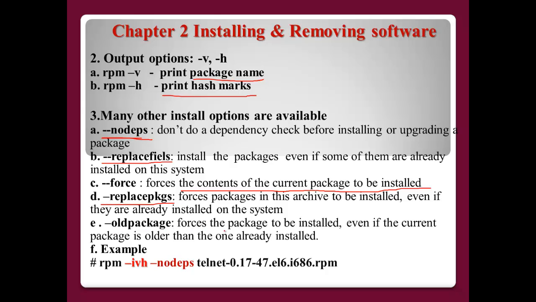Old package: force the package to be installed even if the current package is older than the one already installed. When we try to install a package while a previous version is already installed, but the current package is older than the installed one, we can use this kind of option. For example, rpm -ivh with --nodeps, which means no dependency checking. So it just installs without consideration of dependency packages. In this case, we can use it like this.